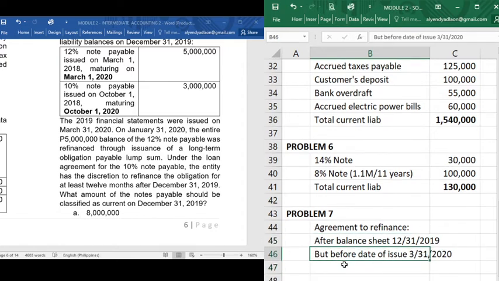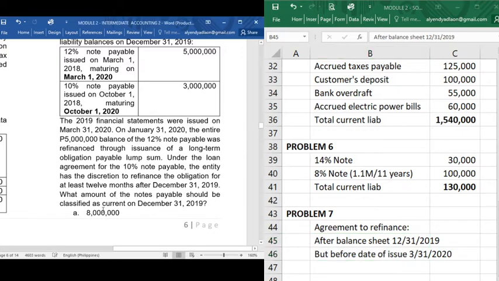So, if there is an agreement to refinance from short term to long term, and it happens after December 31 but before the financial statements are issued, the classification is not yet changed from current to non-current. Okay, again, it will not yet change from current to non-current. Because in this question, how much are the current liabilities as of December 31, 2019?